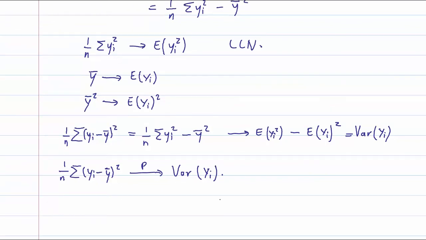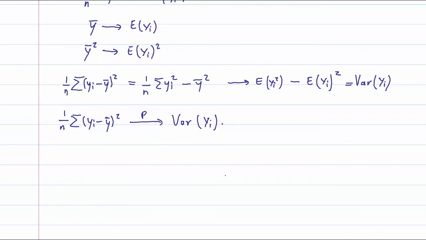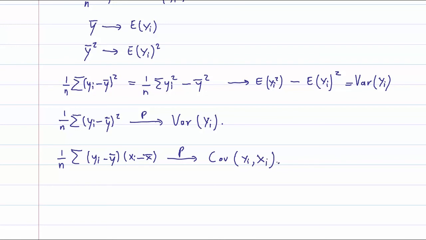We can make exactly the same reasoning for the covariance. 1 over n sum of yi minus y bar, xi minus x bar, will converge in probability toward the covariance of yi and xi. So in the next video, we are going to go over the proof of the consistency of the OLS estimator, and we are going to use all of these concepts.